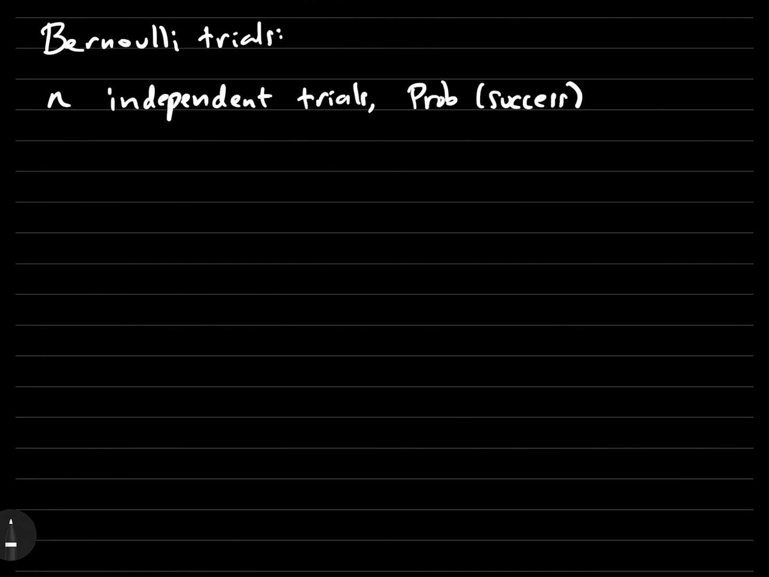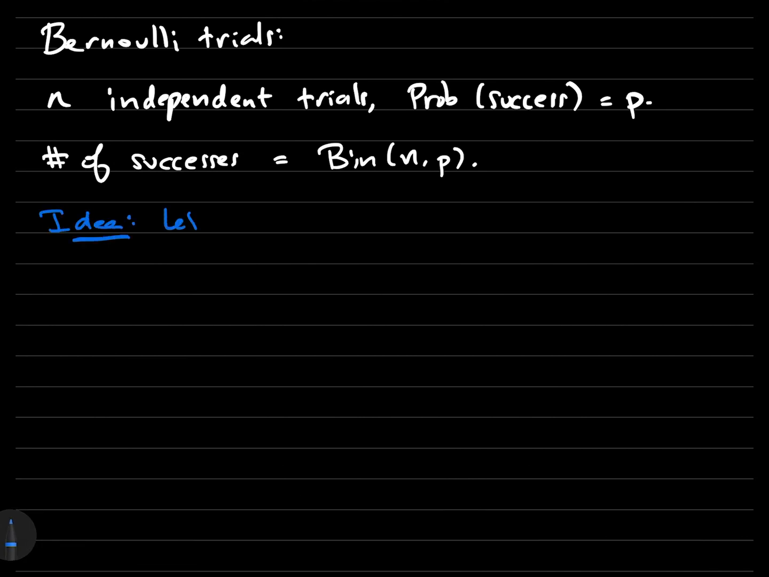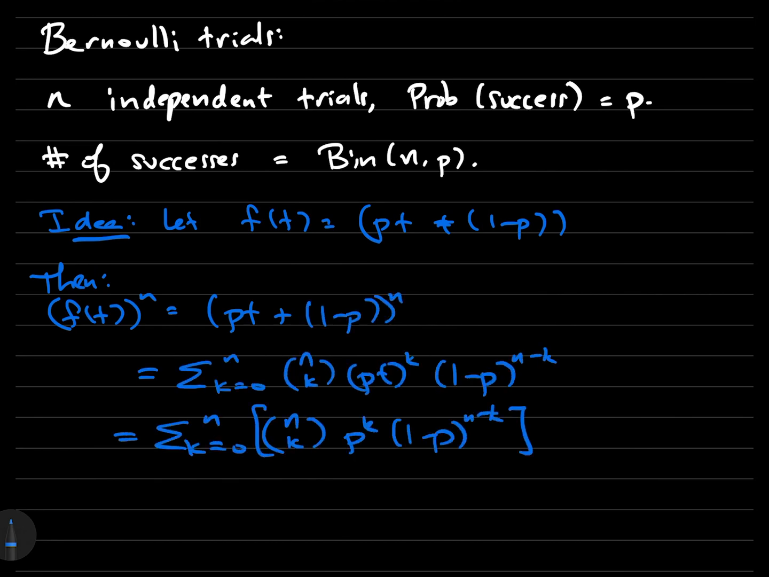Let's recall the case of the Bernoulli trials, where we do n independent trials, each of which has a probability p of success. We showed before that the number of successes is a random variable that has distribution given by the binomial distribution. So here's an idea. Let's write down the function f of t, which is pt plus 1 minus p. We can certainly do that. And if we compute the nth power of f of t, we get a large polynomial, but notice the coefficients of that polynomial are the probabilities of the binomial distribution.